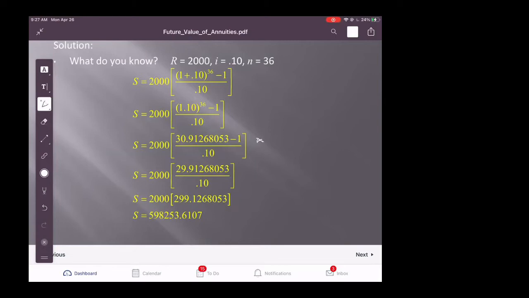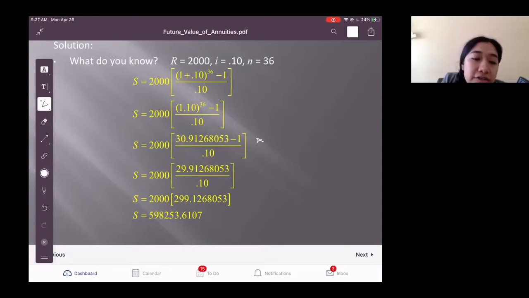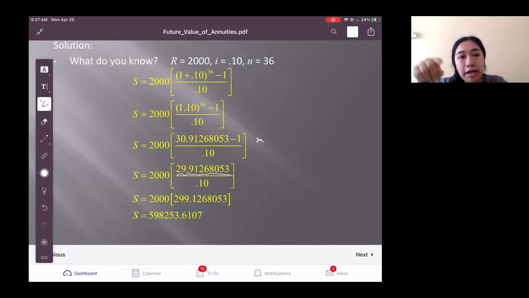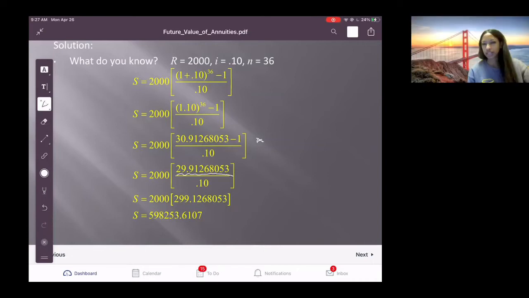Any other questions? I have a question. For the second step, when it's 1.10 to the 36 minus 1, I got 29 point something, like decimals. Is that right, or am I doing something wrong? That's right. 29.9126. That's what you got? Yeah. Okay. But when I put everything together, I don't know what I'm doing wrong. I don't think you're doing anything wrong. You said you got this answer, and that's the number. Why do you think something's wrong?